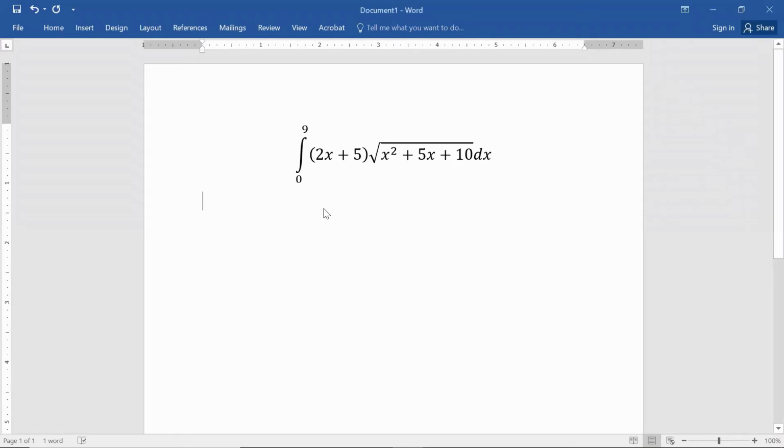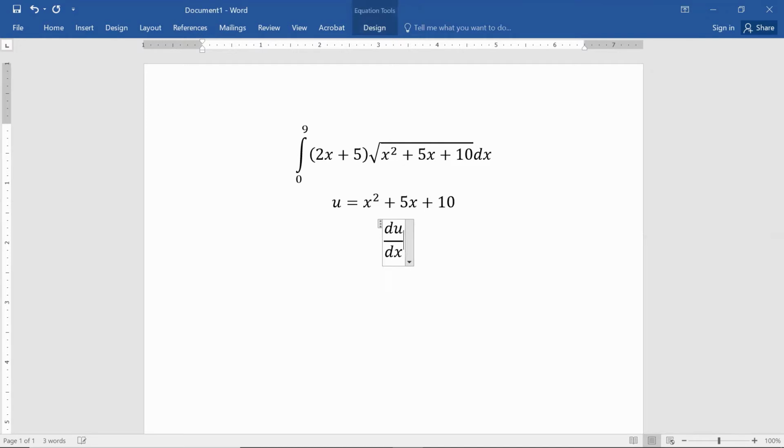What you should do is treat this, since we know it's going to be substitution, as a normal substitution, finding the antiderivative first. In order to do that, I have to do a u substitution. u is equal to x squared plus 5x plus 10. And the derivative of u with respect to x would be 2x plus 5.